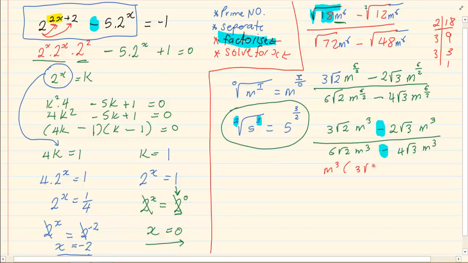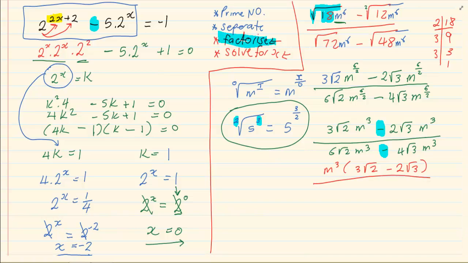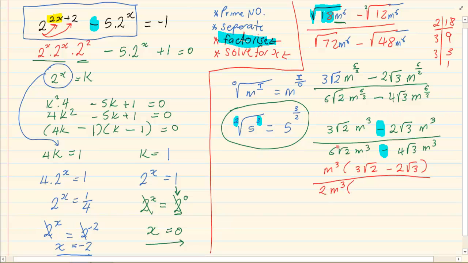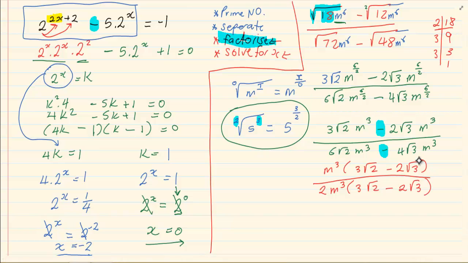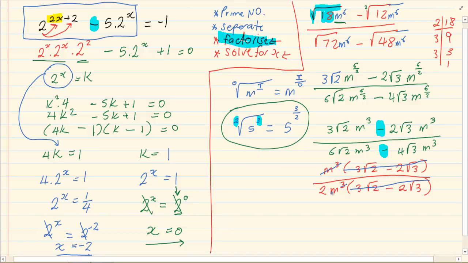We are left with 3 root of 2 minus 2 root of 3 all over. At the denominator, we have 2 m to the power of 3 as a common factor, leaving us with 3 root of 2 minus 2 root of 3. Now we can cancel, and we can even cancel the m to the power 3 with the m to the power 3, leaving us with a final answer of 1 over 2.